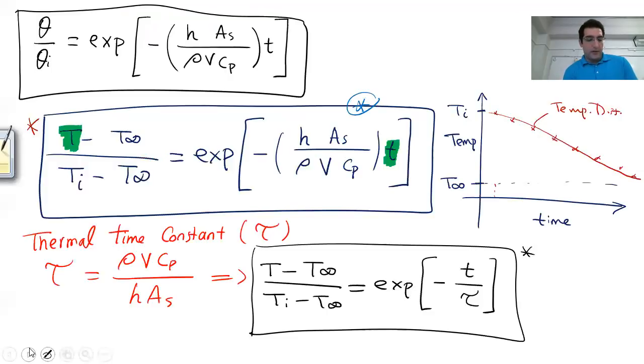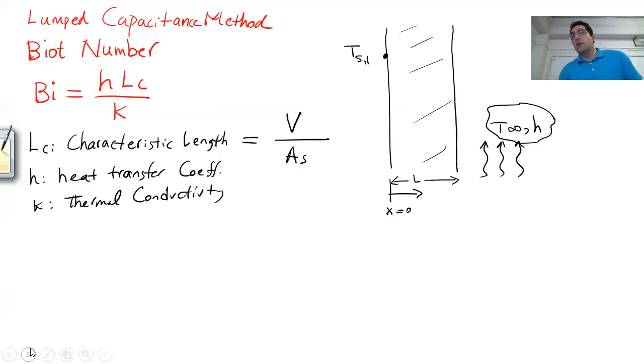If the Biot number is greater than 0.1, then we cannot use this method accurately. So we have to use other methods that we're not really going to cover much in this course. So this approach only works if the Biot number is less than 0.1. And we're going to talk about why this is happening.